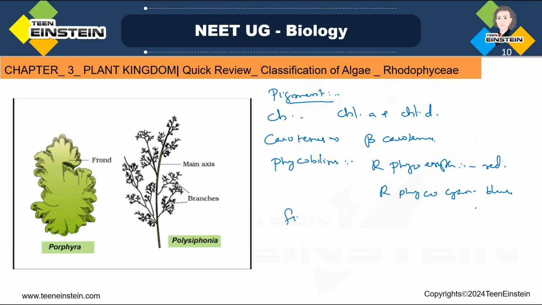Pigment wise, it is similar to blue-green algae. So on the basis of pigments, red algae are similar to blue-green algae. Then what about the stored food? Floridian starch is the stored food form in rhodophyceae or red algae. It is structurally similar to glycogen and amylopectin.